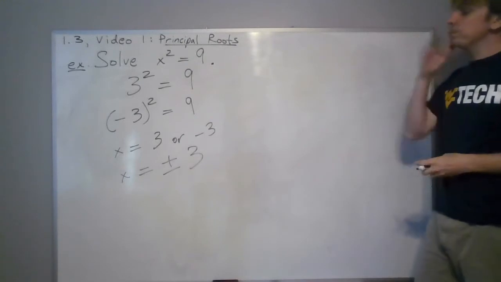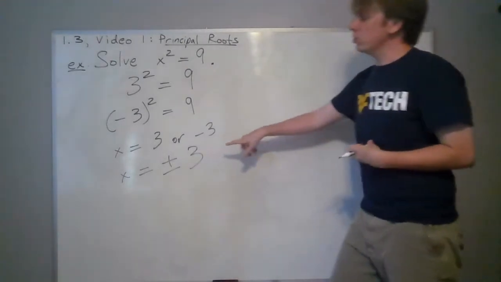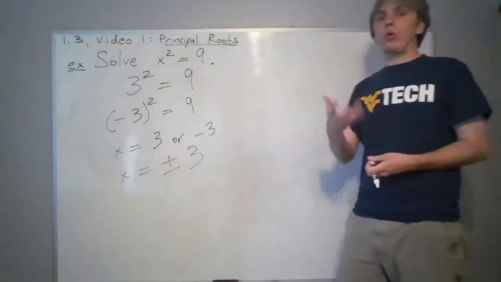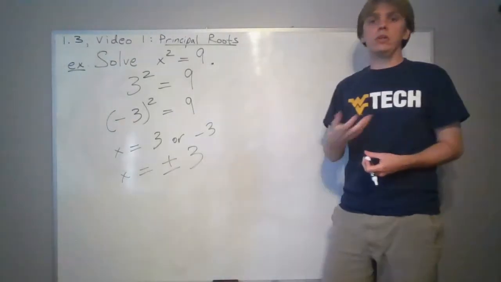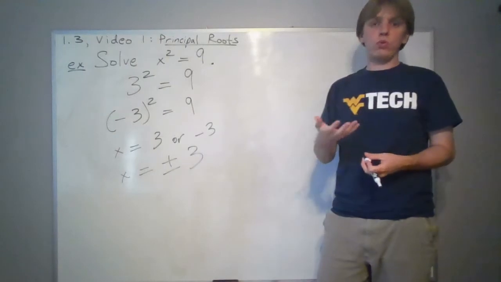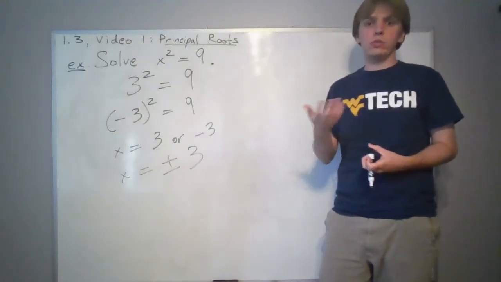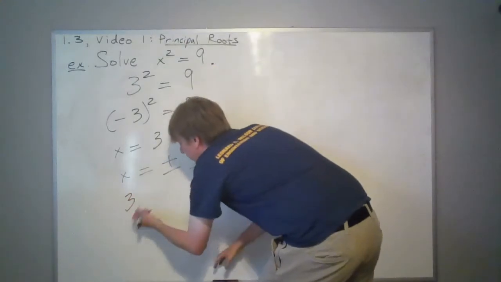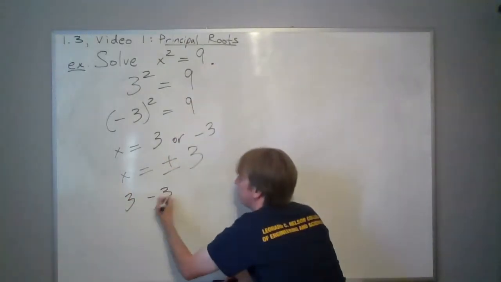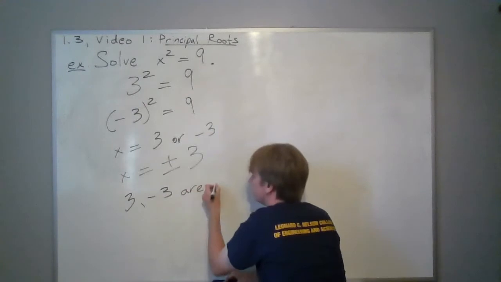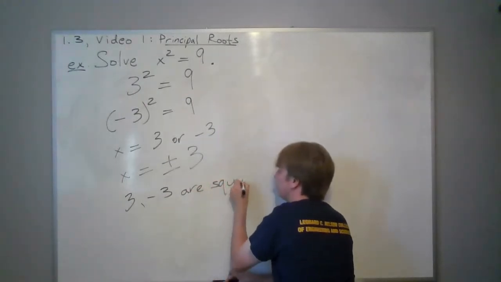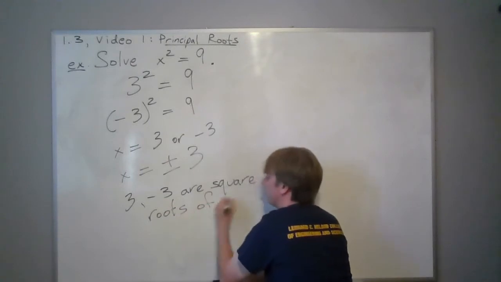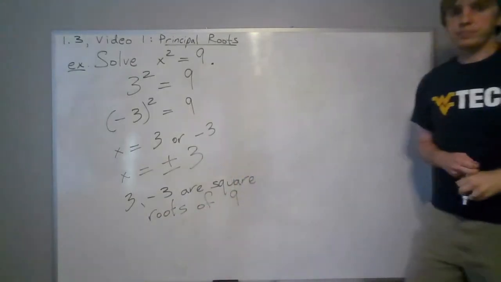Okay, these two numbers are called roots of 9, or square roots of 9. They're the origin of the number 9 when you're talking about squaring. What's the root or origin according to squaring? So, square root. So 3 and minus 3 are square roots of the original number 9.